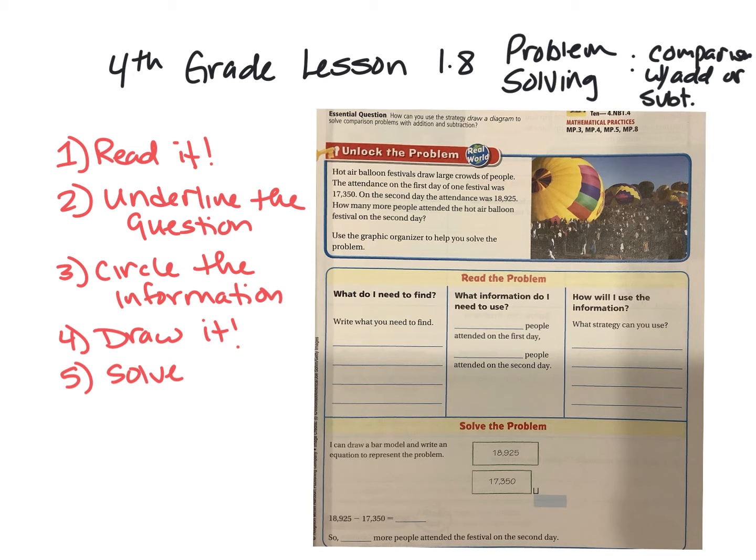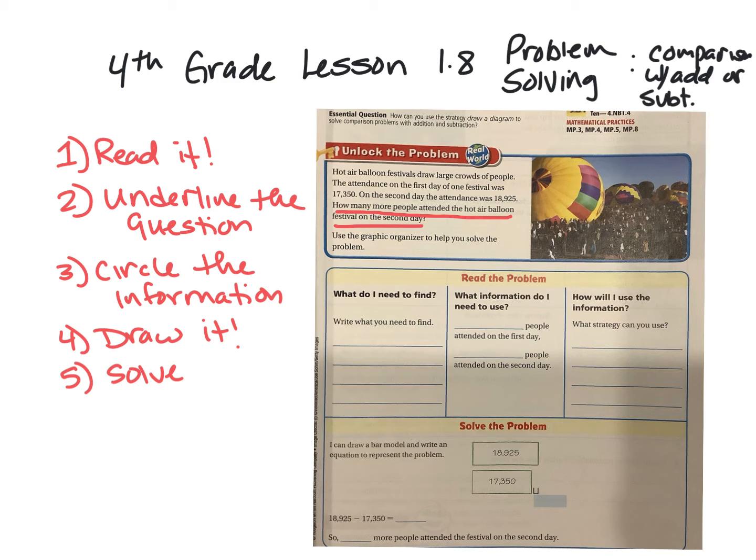Let's read it. Hot air balloon festivals draw large crowds of people. The attendance on the first day of one festival was 17,350. On the second day, the attendance was 18,925. How many more people attended the hot air balloon festival on the second day? Let's underline the question. How many more people attended the hot air balloon festival on the second day?